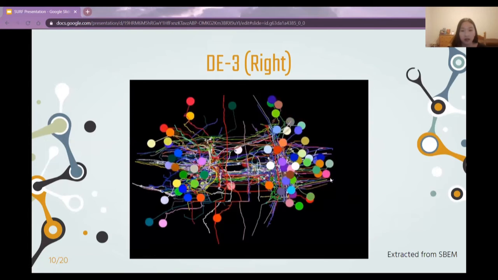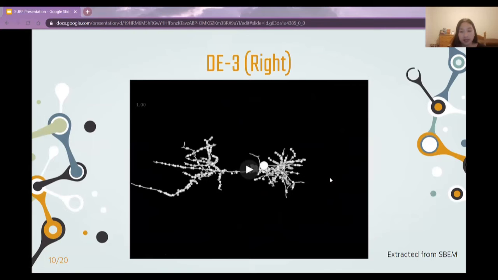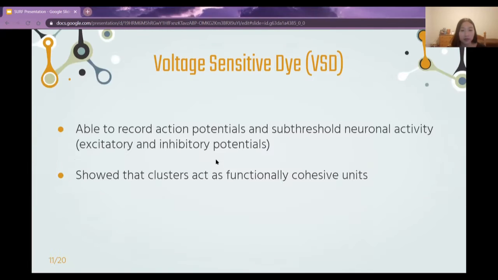In order to pursue our research goals, we needed two key things about DE3. First, we needed to be able to record DE3R's activity during each of the three behaviors. And second, we of course needed to be able to record DE3 structure. So how did we do this? First, we used voltage-sensitive dyes to record neuronal activity.